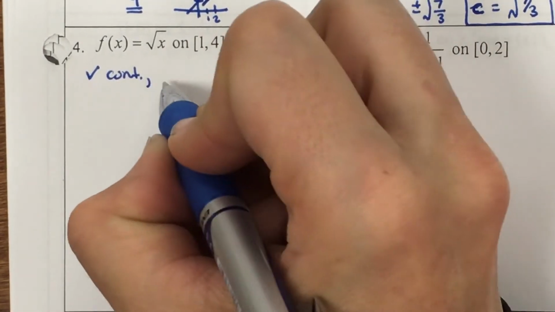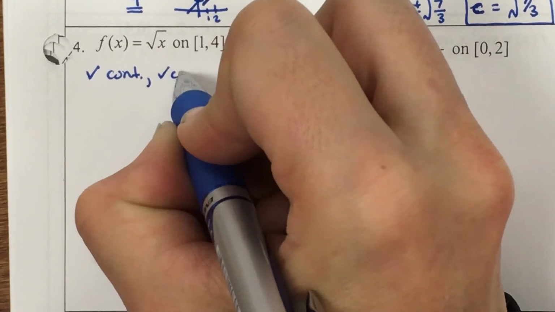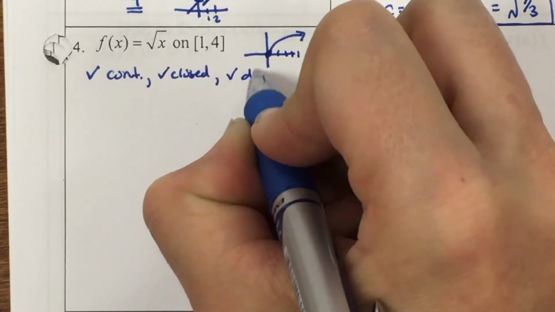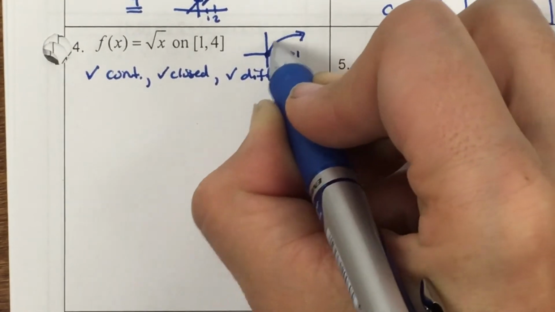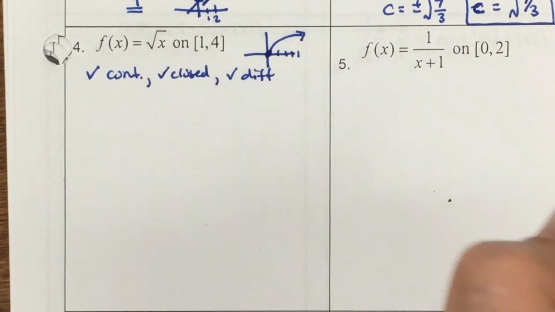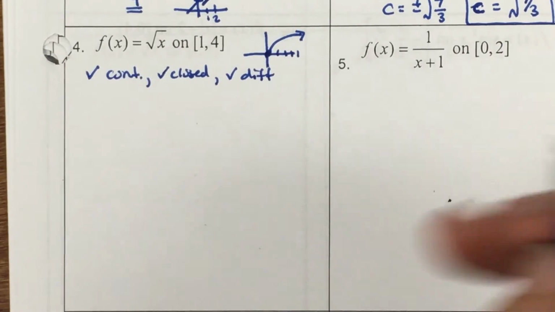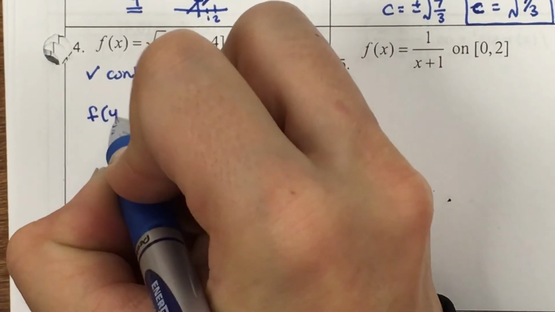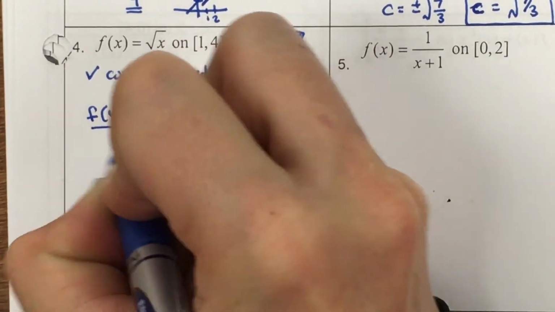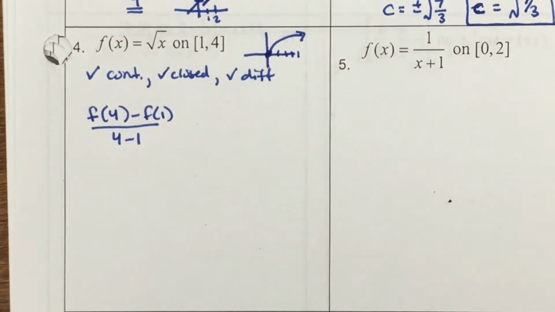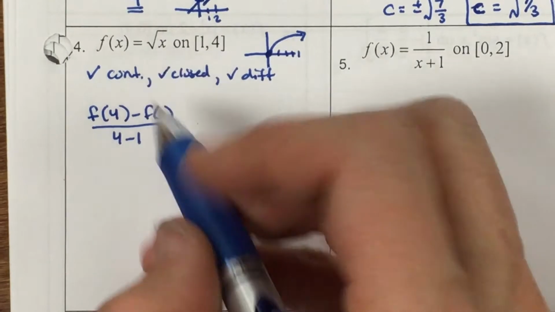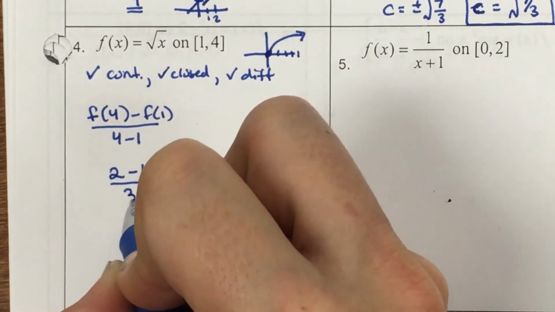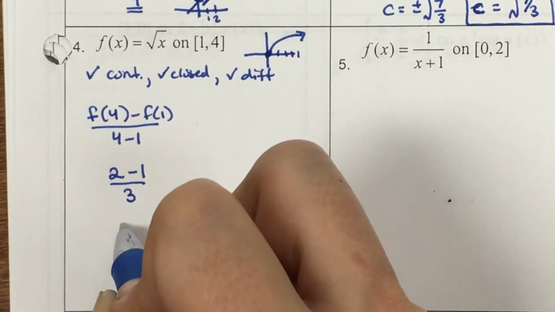So it is continuous, it's a closed interval, and then it is also differentiable because from 1 to 4 there are no corners, cusps, vertical tangents, or discontinuities. So let's go ahead and find our average rate of change, f of 4 minus f of 1 all over 4 minus 1. Plug in 4, the square root of 4 is 2. Plug in 1, the square root of 1 is 1, all over 3. So we get 1/3.